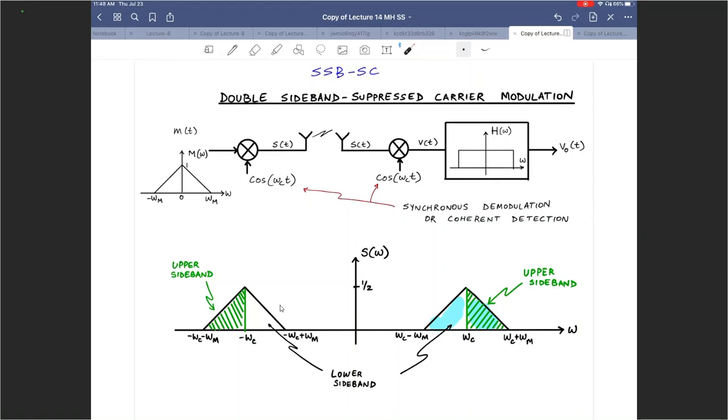In this case, with synchronous demodulation, it can be a suppressed carrier modulation, because now I don't need the carrier to bring things down to zero, because all I need is the cosine omega_c t to bring things down to zero. All right, so in terms of what we transmit, you see S of omega.